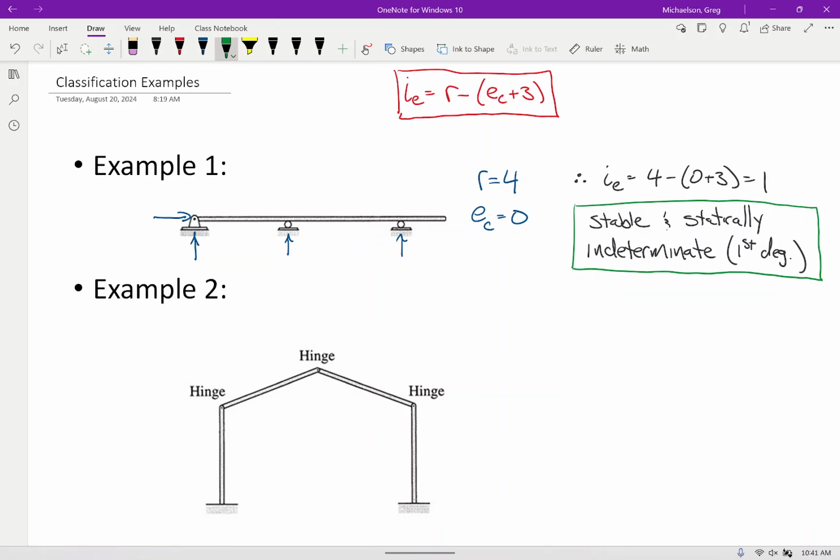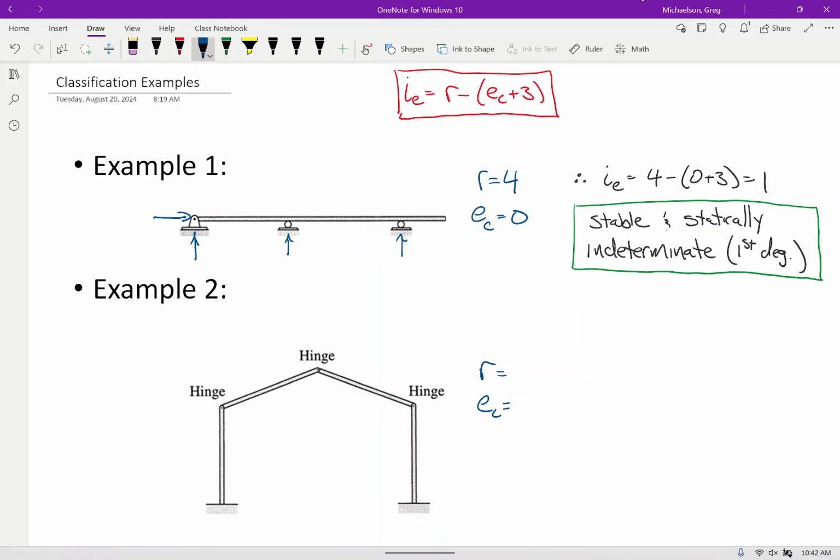Okay. All right. So that's the first one. Everybody with me so far? Okay. Now I'm going to need your help on the second one. I'll guide you through a little bit, but I need some interaction here. So help me out. For this second one, I need to determine an R value and an E sub C value.